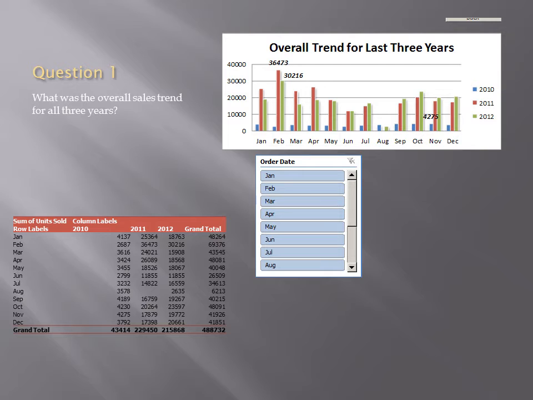I also included a slicer so that you could individualize the different months for each year. As you can see, the sales skyrocketed from 2010 to 2011, but went down a little in 2012.